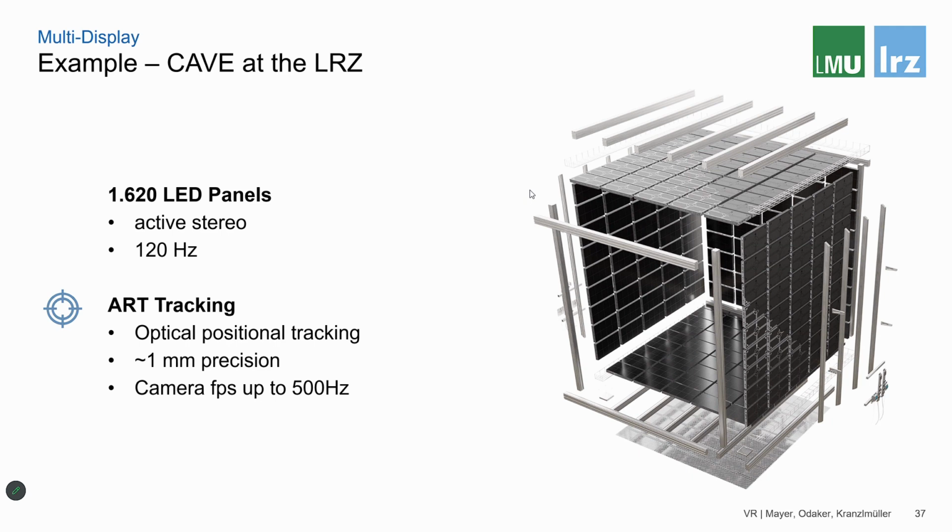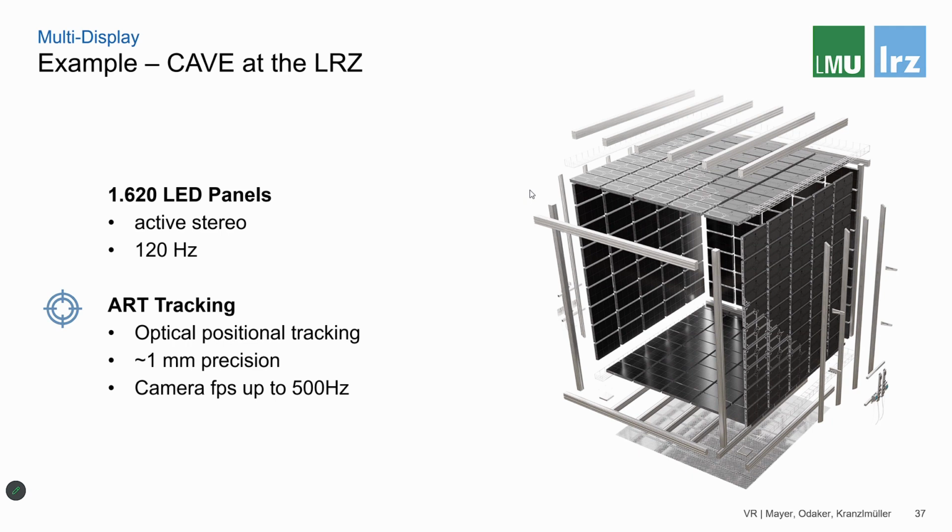So in total, we have 1620 LED panels. And the cave does active stereo. With LEDs, you do not have polarization filters. It's not possible. You have to fall back to active stereo. And we are displaying at 120 hertz. So it's always 8 milliseconds for the image of the left eye, then 8 milliseconds for the image on the right eye. And we have the shutter glasses that we talked about last time. These are connected via radio frequency, so wirelessly, and that gives you a 3D image.